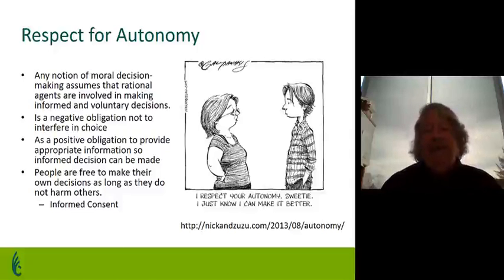I kind of like this cartoon. I respect your autonomy, sweetie. I just know I can make it better. There is some truth in that, and that is medical practitioners typically have far more knowledge than an individual can have when they make a decision.